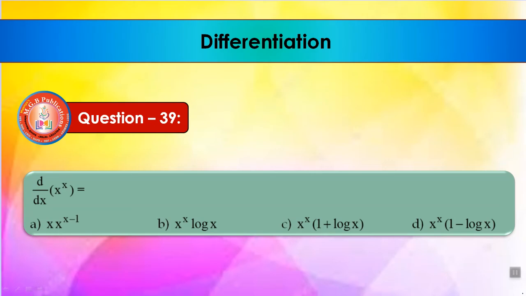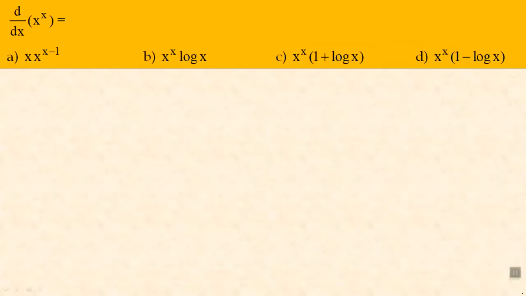Dear students, see the question number 39. Read the question and write it. The question is d by dx of x power x is equals to, options are x into x power x minus 1, x power x into log x, x power x into 1 plus log x, x power x into 1 minus log x. Let us find this.